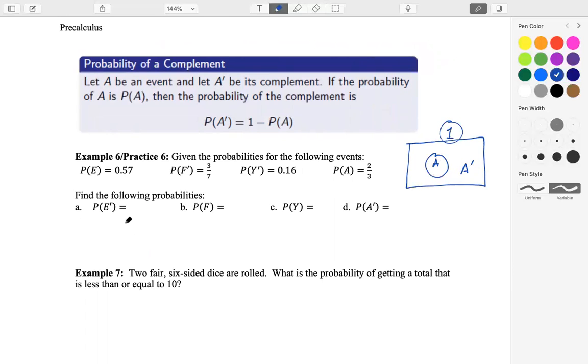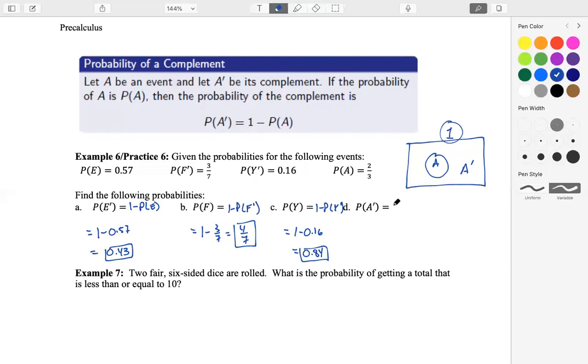So what is the probability of the complement of event E? That's going to equal 1 minus the probability of E, so 1 minus 0.57, which equals 0.43. All right, probability of F is going to equal 1 minus the probability of the complement of F, so 1 minus 3/7, which equals 4/7. All right, probability of Y is 1 minus the probability of the complement of Y, which is 1 minus 0.16, which equals 0.84.